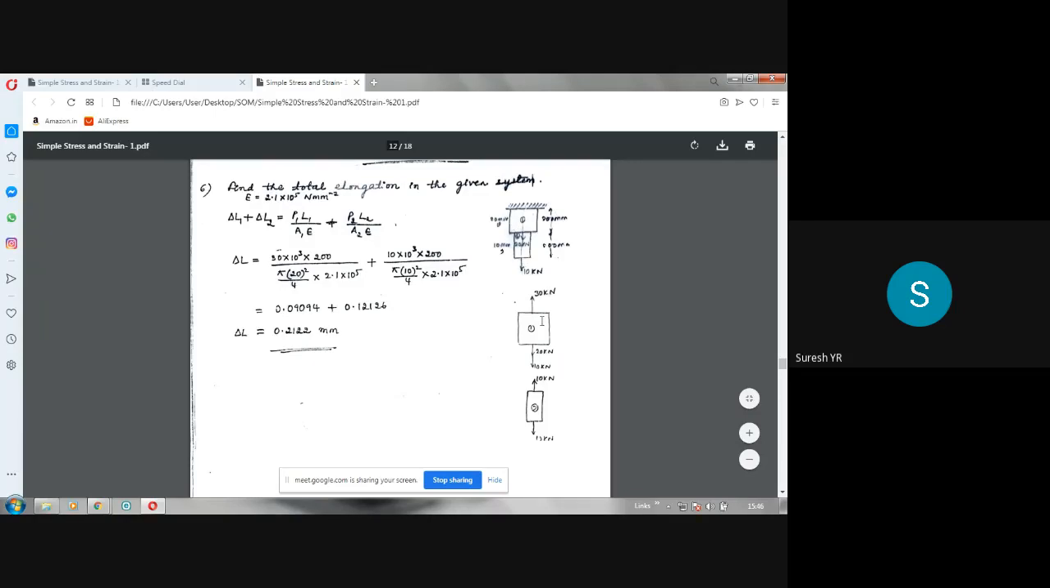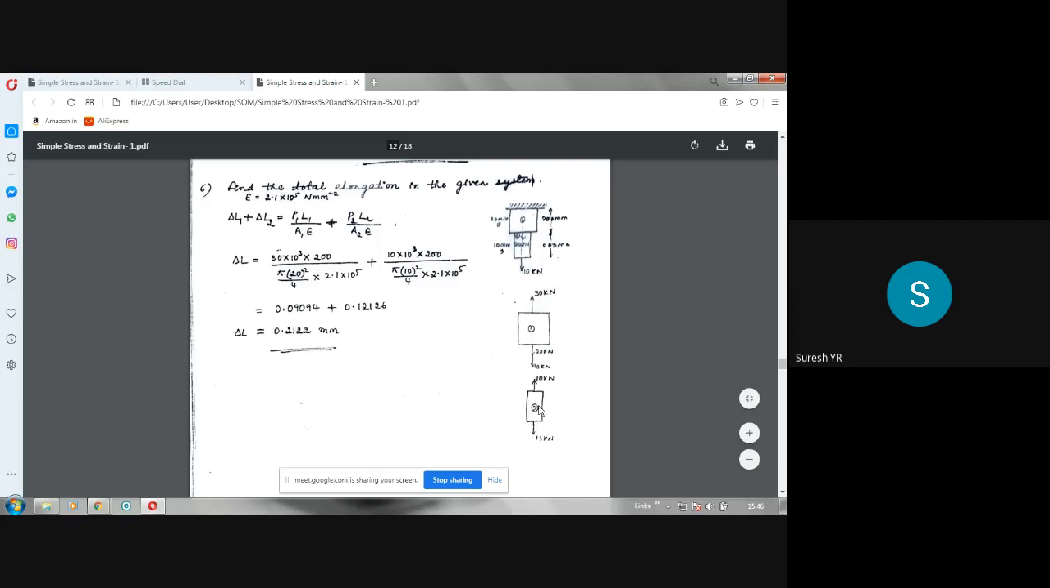So in the first bar, let us take sigma 1 as the stress in the first bar. Sigma 1 is given by P1 divided by A. P1 is 30 kilonewton, so 30 into 10 power 3 divided by A, which is pi into 20 square by 4. That is the stress here, tensile stress, positive.